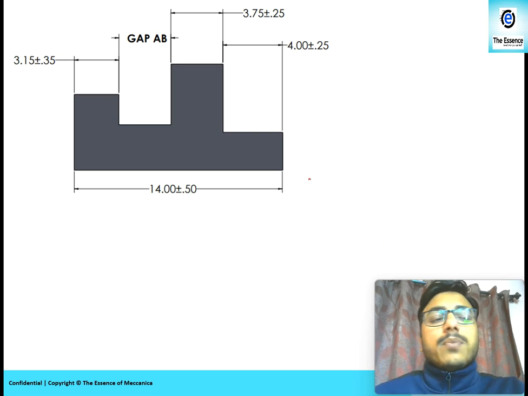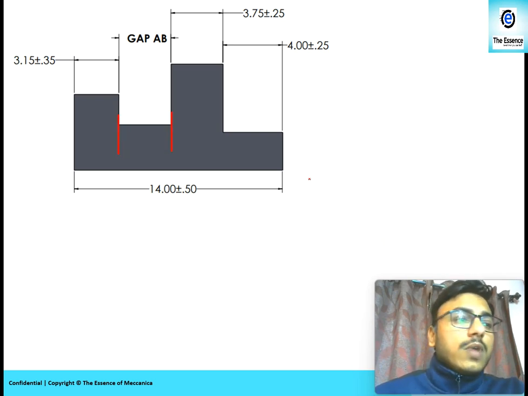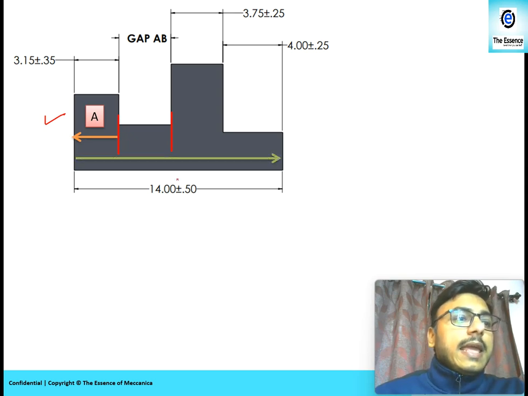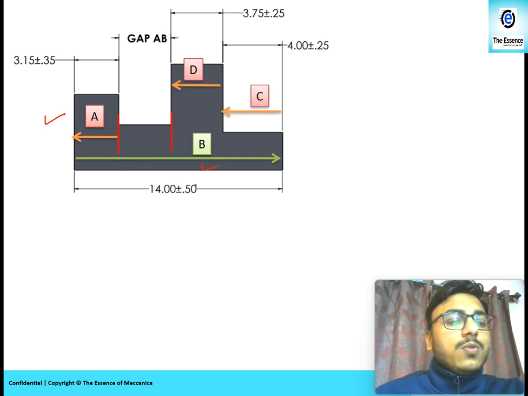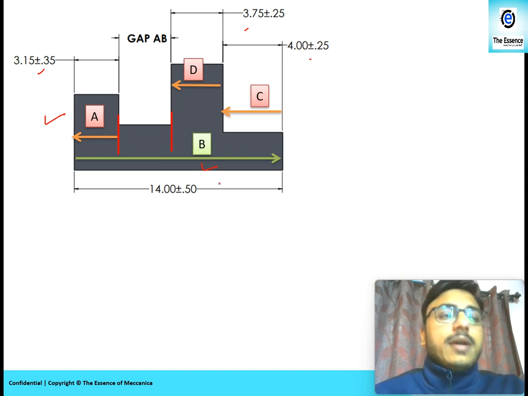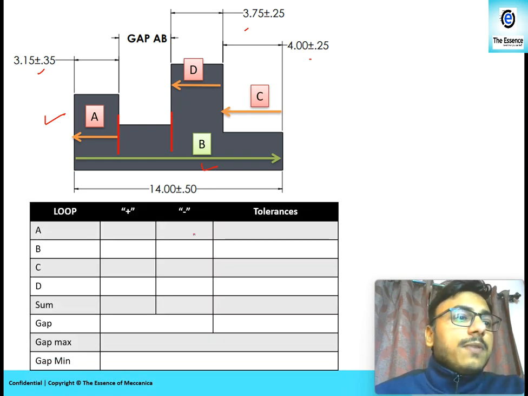So here is the component. We prepared the loop. This gap we want to calculate. This is A for us. Went there to there. Then I came back. That is B for me, right? This is B for me in the loop. This is C for me in the loop. And this is D for me in the loop, right? Whatever dimensions are given on the drawing, we have to use those only and prepare the loop diagram. So in this way, we can prepare the loop. Okay. And then we will prepare the stack up table. So we can put the loop over there, A, B, C, D, in that table. Then we will sum them up. We'll find out the gap, gap max and gap min.